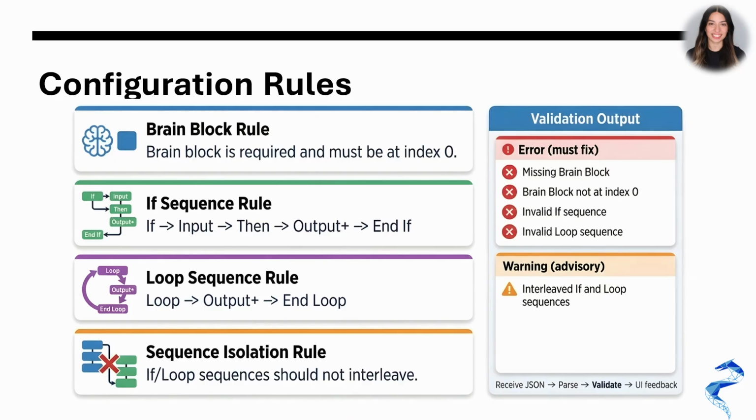On the right, we separate outputs into errors and warnings. Errors are hard failures that must be fixed before execution. Warnings are just advisory, as I mentioned before. They indicate risky or unclear structure, but they may still run. This rule engine gives users immediate feedback, prevents invalid programs from reaching execution, and opens up a learning experience.